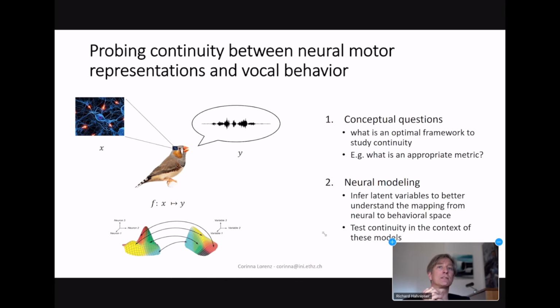The data should tell us what, in the end, we should get out: we should get this mapping between behavior and neural code, and we should get the similarity metric out, what is self-similar and what not.